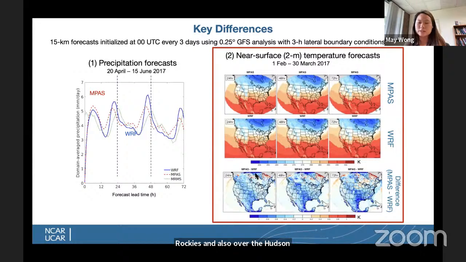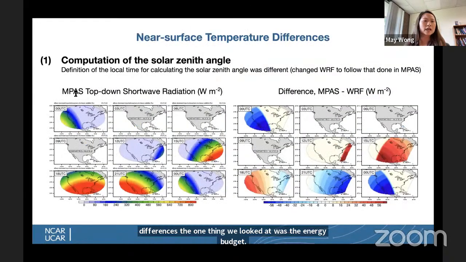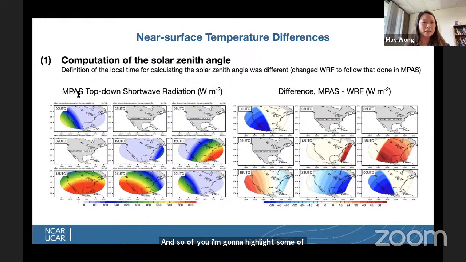So looking at near surface temperature differences, the one thing we looked at was the energy budget. And so I'm going to highlight some of the differences that we have found by diagnosing these differences. Here on the left plot, I'm showing Mpass top-down shortwave radiation. You can see that these are at 0 UTC, 3 UTC, 6 UTC when it's nighttime, and then 12 UTC, 15 UTC, and so forth. And if you compare it with Wharf, here I'm showing the difference plot, you can see that in Wharf, essentially, there's a lag in the phase here.